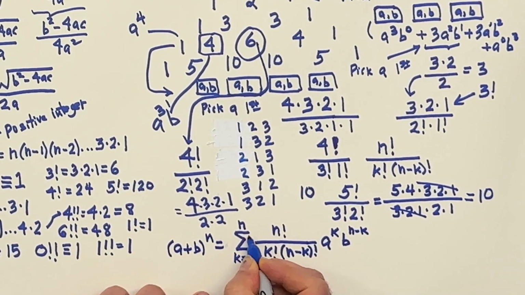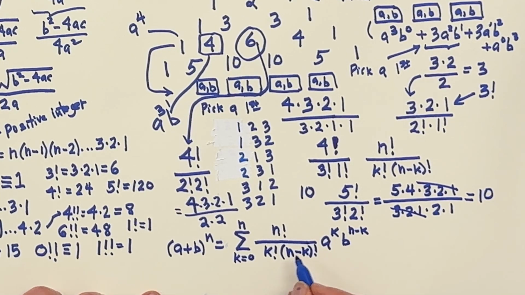Now don't let this little summation sign scare you. That means let k equal 0, and then let k equal 1 and k equal 2, and then you'll get all the terms. Notice that when k is 0, 0 factorial, we want it to be 1 for it to work.